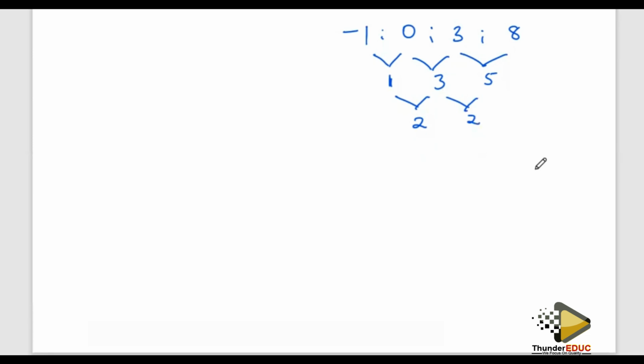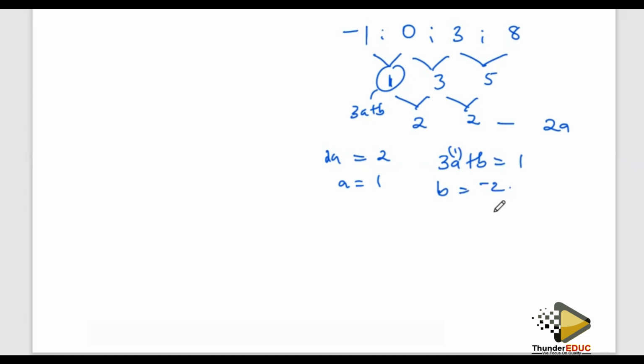So we say that this second difference represents our 2a. So I'll say 2a is the same as 2, a is a 1. Then this first term here represents the 3a plus b. So I'll say 3a plus b should be equivalent to 1. But our a is a 1. Substitute a with a 1 and transpose it aside, which means b is a negative 2.